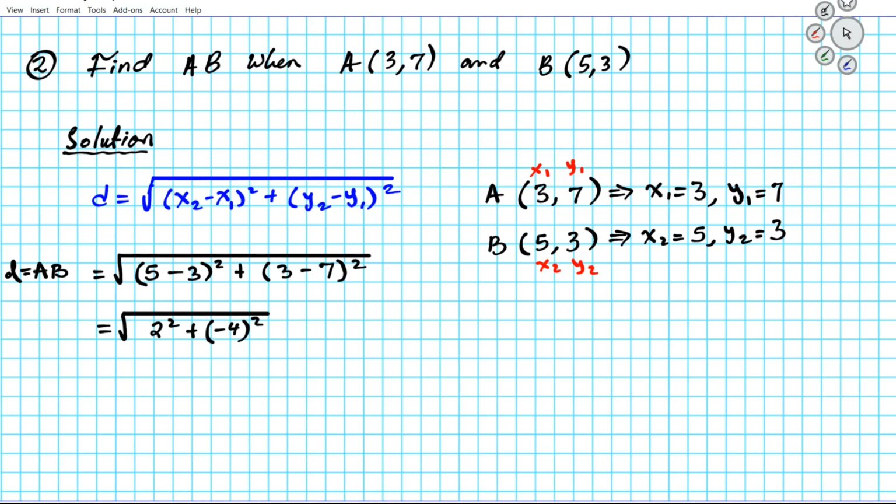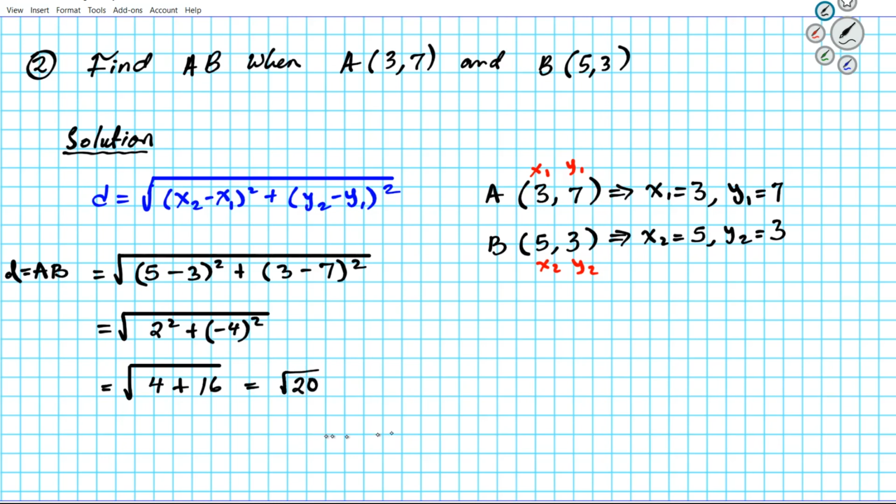Exponents are next. So let's simplify the exponents. We're going to go 2 squared is 4 plus negative 4 times negative 4. Remember, minus times minus is positive, so that becomes positive 16. Okay? All right, so we combine those together, and that will give us the square root of 20.